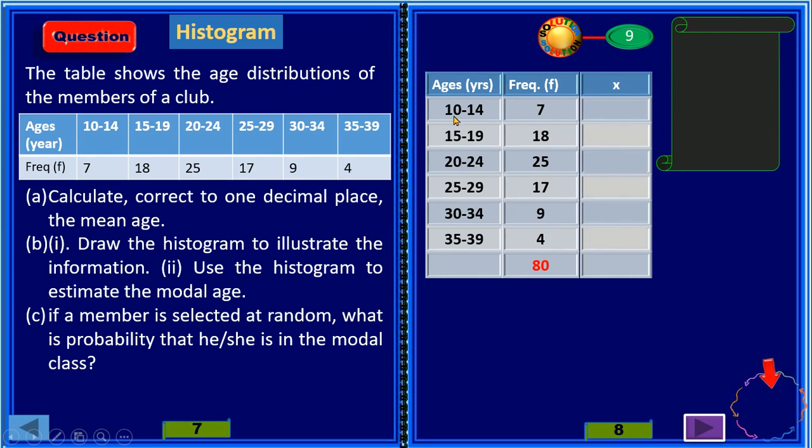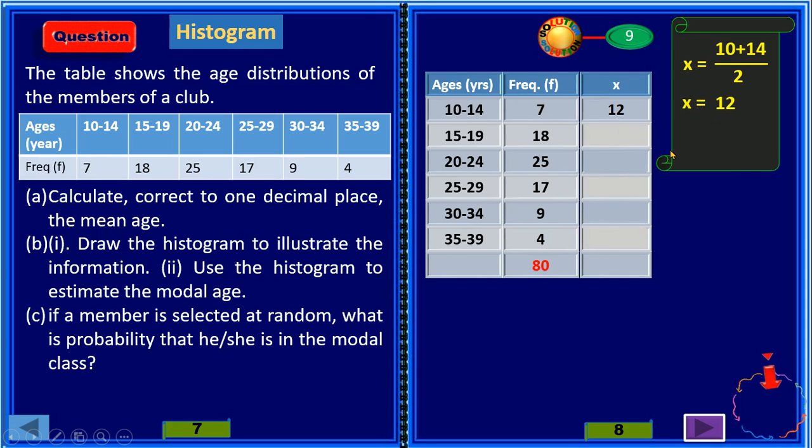In the first class, we have 2 limits, 10 to 14. The first limit, the lower limit, is 10, and the upper limit is 14. So we're now going to add the lower limit and the upper limit, 10 plus 14, and we're going to divide by 2. And if we do that, 10 plus 14 is 24. 24 divided by 2 is 12. The class center for the first class is 12.